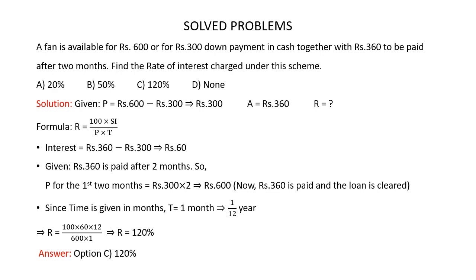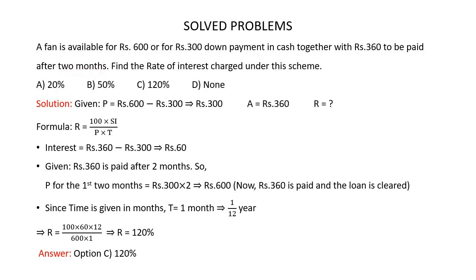Now let's look at time. Now when you look at the question, you can see that time is given in months. So take time as 1 month. Now 1 month is nothing but 1 by 12 year. Now don't get confused because two months is given in the question.